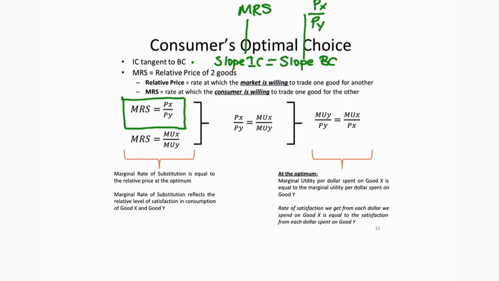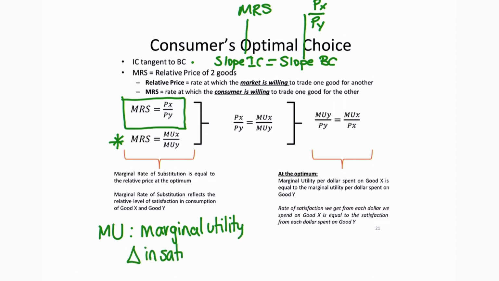Another way that we can think of the marginal rate of substitution is our relative satisfaction in consuming good X over our satisfaction in consuming good Y. The level of satisfaction can be captured by what we call marginal utility. And this is going to be the change in satisfaction from consuming one more unit of the good.